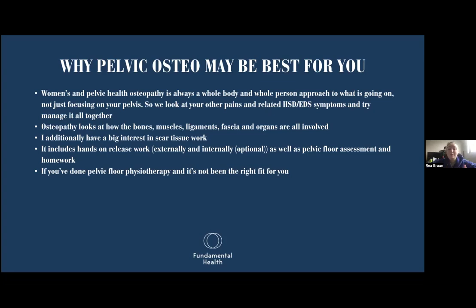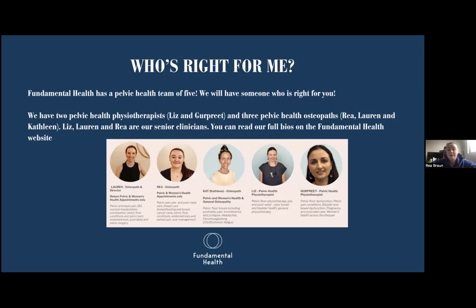You go see the jaw physio for your TMJ issues, they're pretty much only going to look at your jaw. When we look at hypermobility and EDS, that type of care is not appropriate for the pelvis because there is so much more going on. So you need to find a fabulous pelvic health practitioner who will look broader at the picture for you. At Fundamental Health, we actually have a pelvic health team of 5 now, which is really incredible. So we will always have someone who's the right fit for you based on what's going on in your life.